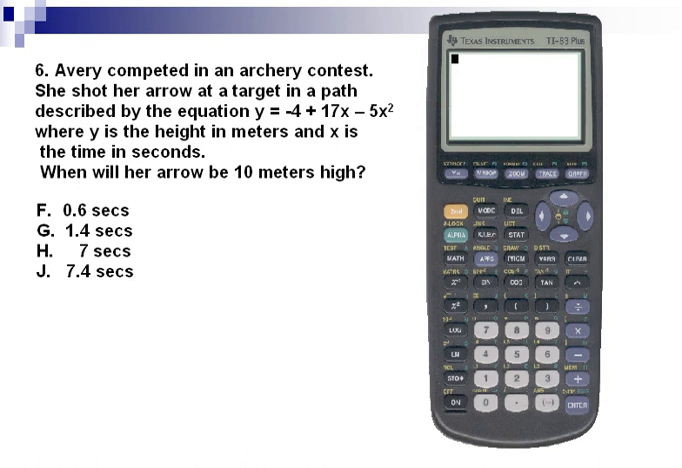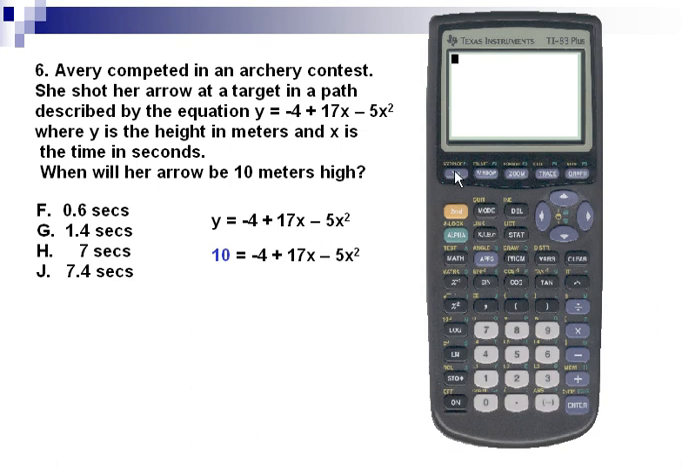In problem number 6, Avery competed in an archery contest. She shot her arrow at a target in a path described by the equation y equals -4 plus 17x minus 5x squared, where y is the height in meters and x is the time in seconds. When will her arrow be 10 meters high? Again, our equation here is y equals -4 plus 17x minus 5x squared. Y represents the height, so we want to replace the y with 10.